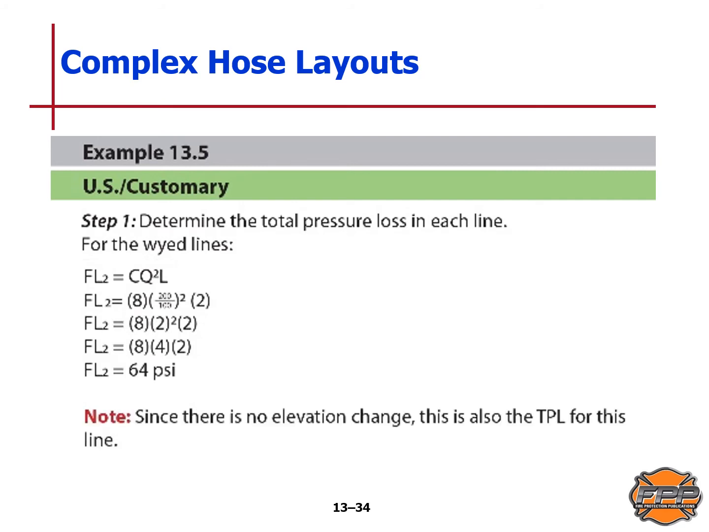Determine the total pressure loss in each line. Here's our formula. FL2, friction loss for the 2-inch line, equals CQ squared L. So friction loss for the 2-inch line is 8 times 200 over 100 squared times 2. So friction loss is 8 times 2 squared times 2. So the friction loss for 2 is 8 times 4 times 2. So the friction loss for 2 is 64 psi. Note, since there's no elevation change, this is also the total pressure loss for this line.